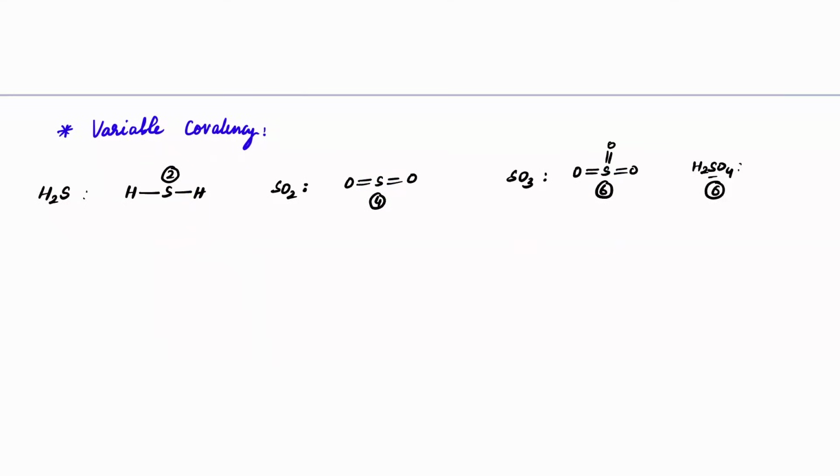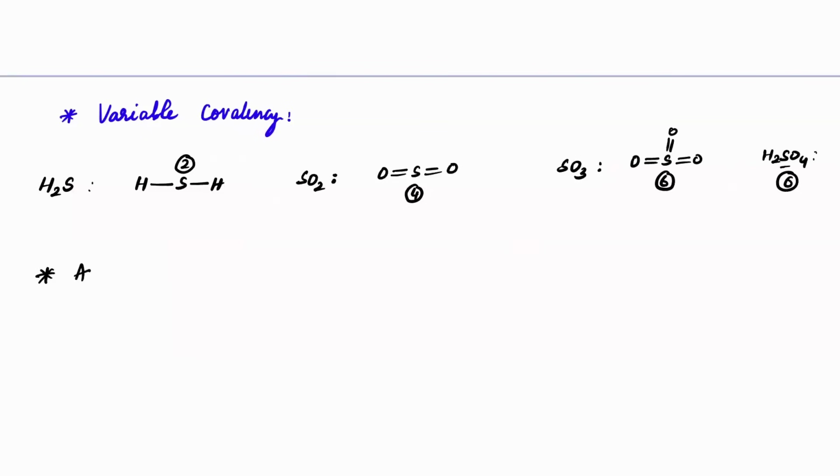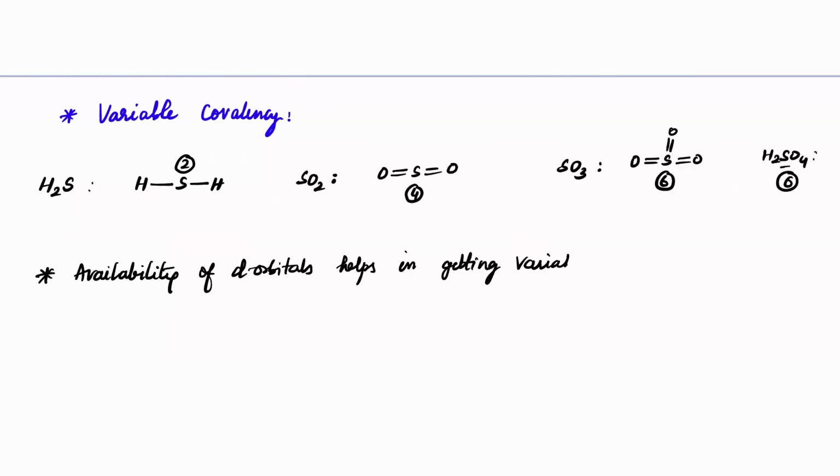So especially when you have availability of d orbitals, availability of d orbitals helps in getting variable valencies or variable covalencies.